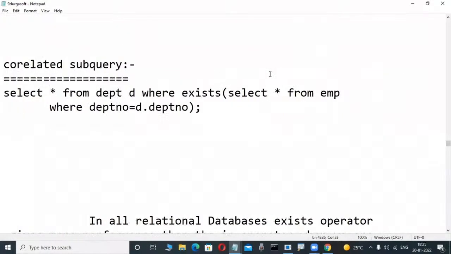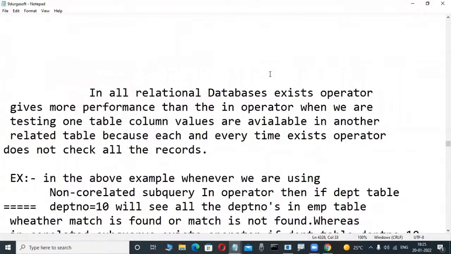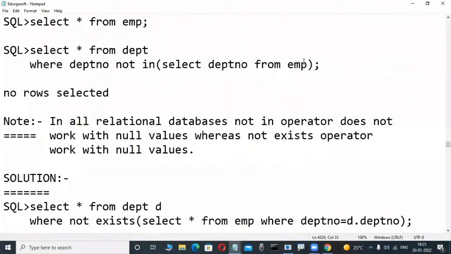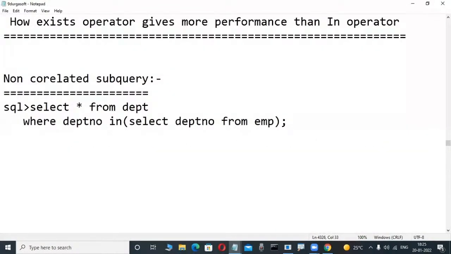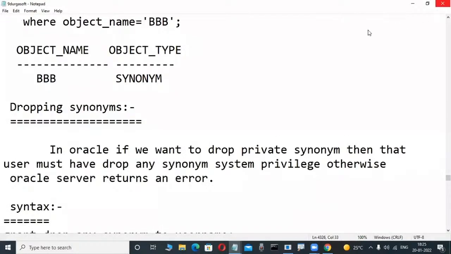Some queries are there. These are all the things we are familiar with. Don't worry. Then database objects, so many things are there. We are learning them. These are big concepts.